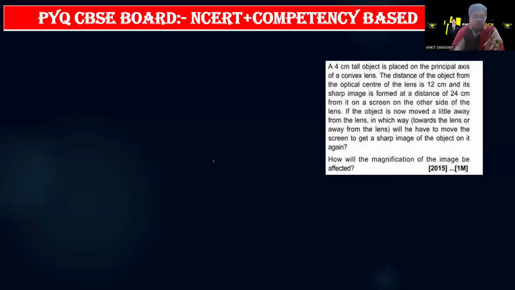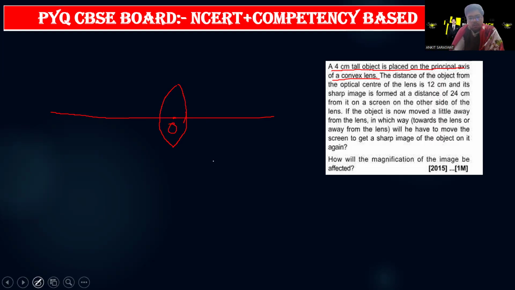So hi everyone, let's read this question first. A 4 centimeter tall object is placed on the principal axis of a convex lens. Now draw the convex lens. This is the principal axis, optical center. Clear? The 4 centimeter tall object means HO, the height of the object, is plus 4 centimeter.